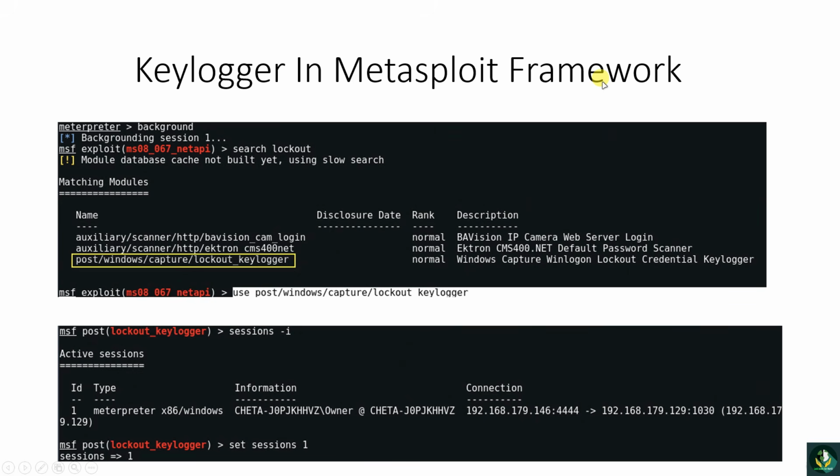To back out of the session and return to the Metasploit prompt, just use post/windows/capture/lockout_keylogger. After that, you have to set the session number to the active session. In our case it is 1, so set session 1. So we are going to set our session to 1.